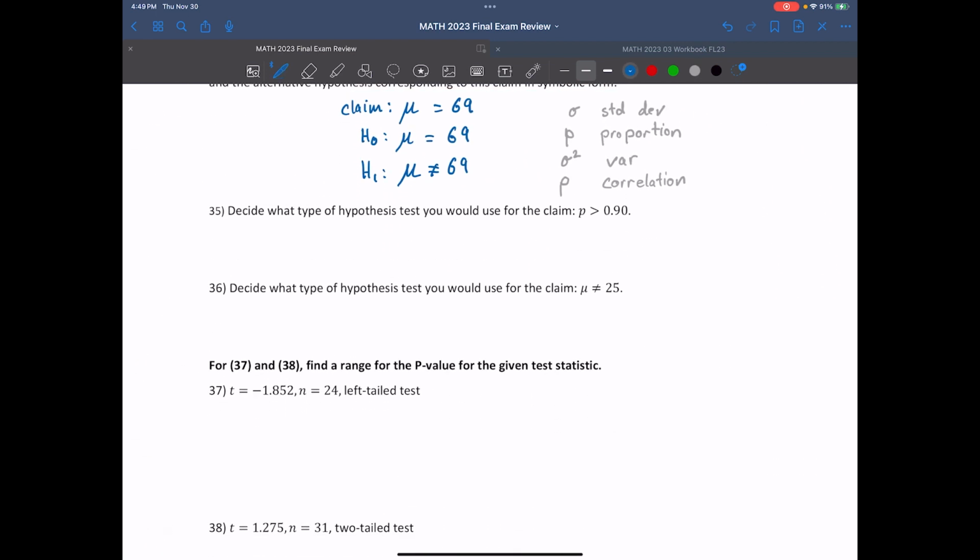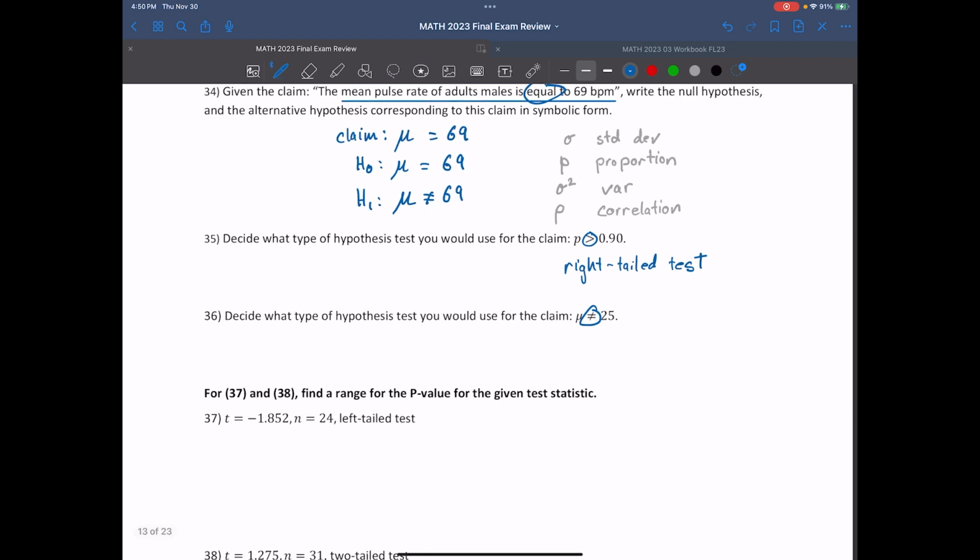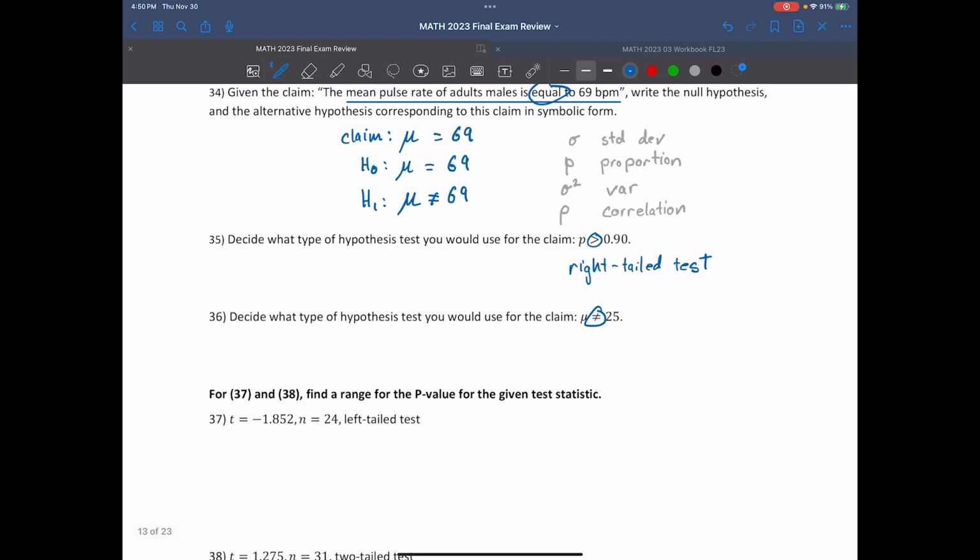On to 35. Decide what type of hypothesis test you would use for the claim p is greater than 0.9. Well, this is a greater than symbol, so we're going to be looking at a right-tailed test. In the case of 36, again, we're using equality, technically not equal to here. So even though it's not equal, it's still going to be two-tailed.